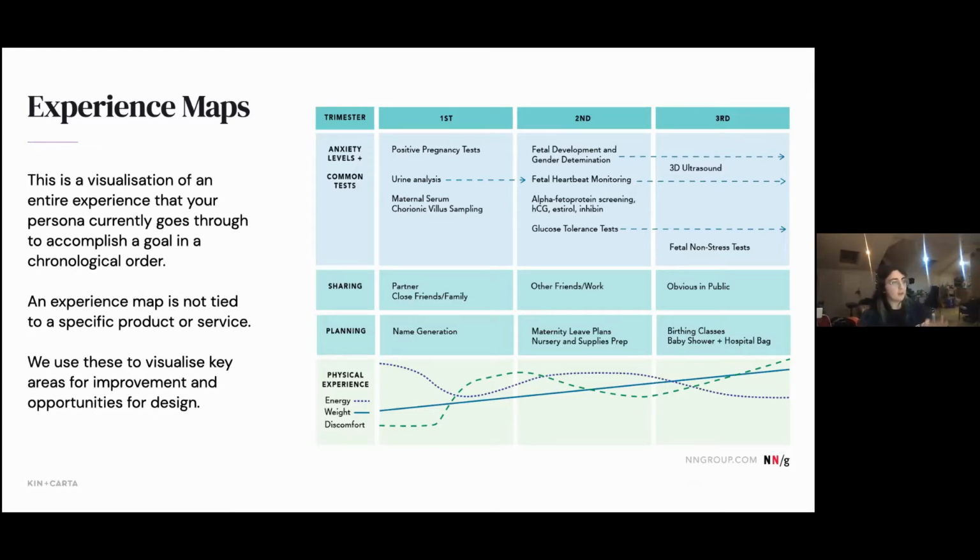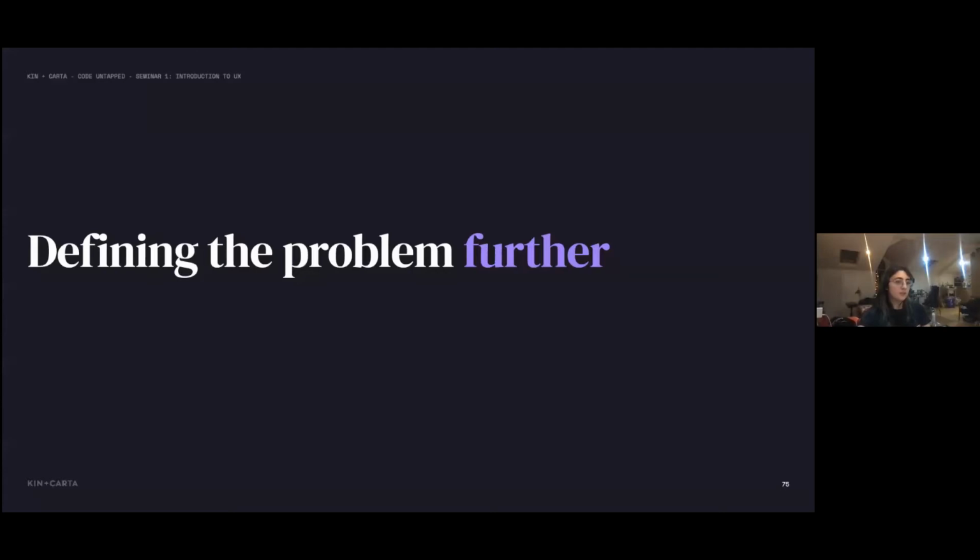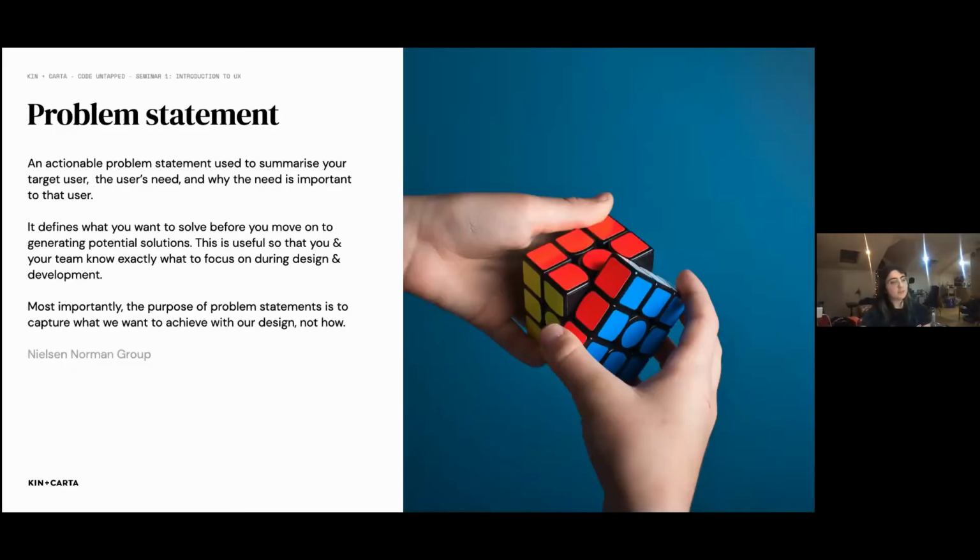So moving on to the second part of our approach is defining the problem further. So we have a clear understanding of what the current experience, the current goals and pains are, and then you'll shape this into something called a problem statement. This will act as your Northern Star and sort of hypothesis of what your design should be throughout the design process. It's used to summarize who a particular user is, their needs, and why that need is important to the user. It defines what you want to solve before you move on to generating any potential solutions. And most importantly, it is to capture what we want to achieve with our design and not how. So again, we want to focus not on the features, but on the outcomes that our users want to achieve.